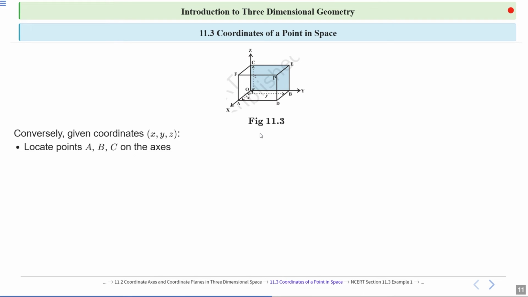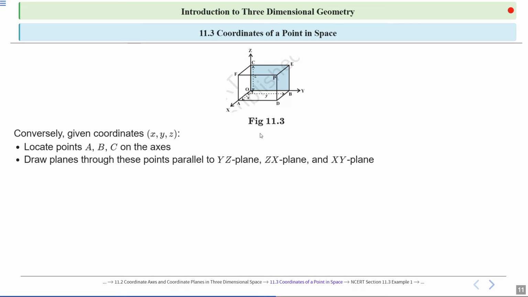Now notice how we start by locating points A, B, and C on the X, Y, and Z axes. Point A is at X, 0, 0. Point B is at 0, Y, 0. And point C is at 0, 0, Z. These points help us set up the location of P by marking its distances from each axis.